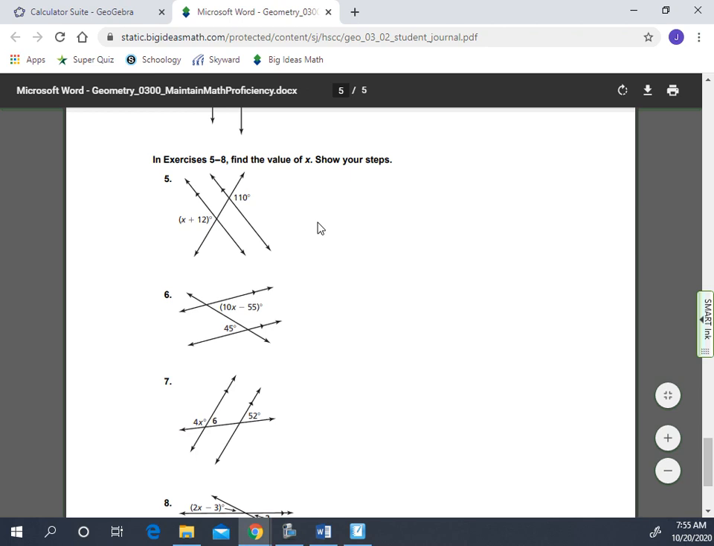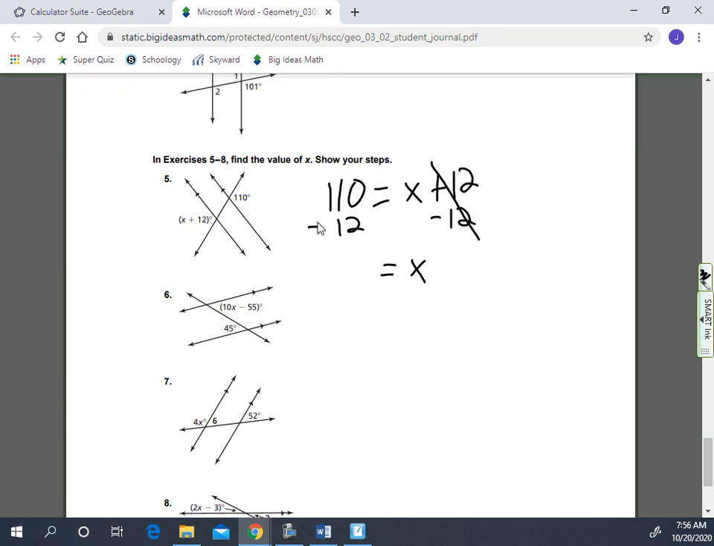Okay. We have our parallel lines cut by our transversal. 110 and x plus 12. Those are alternate exterior angles. They're on the outside of those lines. They're on the opposite sides of the transversal. So those are alternate exterior. They're equal to each other. They're the same measure, so we can set them equal to each other. Solve for this. We just subtract 12 from both sides. X is going to equal 98. Okay? Those are my steps.